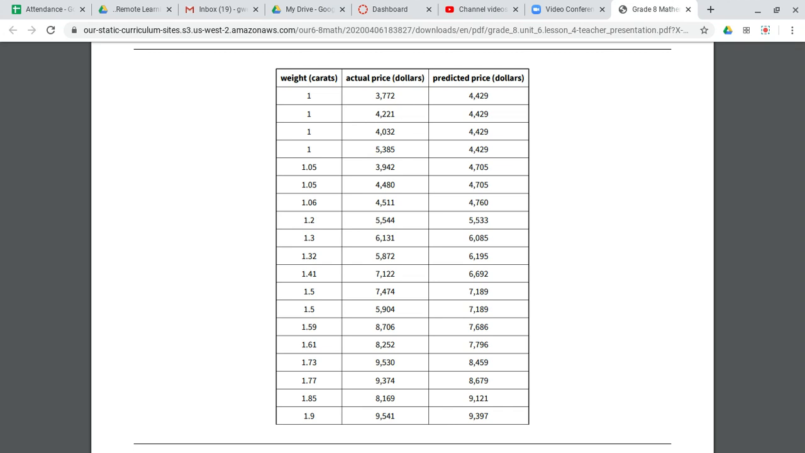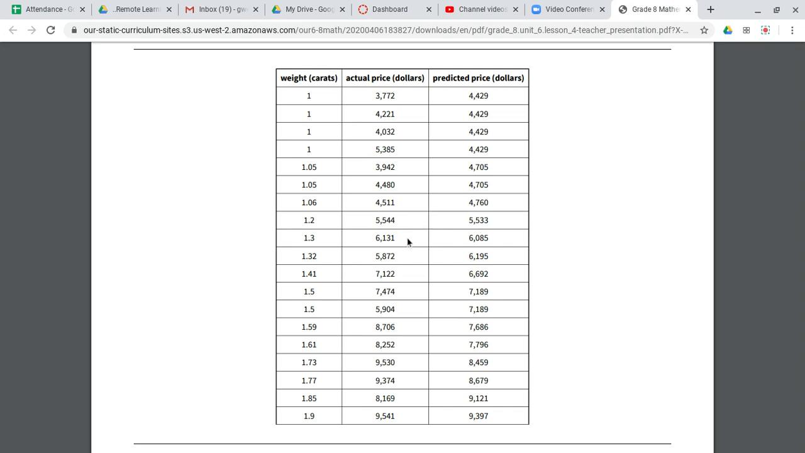For 1.05 carats, we've got the 3,942 and then 4,705. Pretty big gap there. Here we're at 4,480 and 4,705. Still a huge gap. The next one, 4,511 and 4,760. Still a pretty big gap. Here we have 5,544 and 5,533. That's a pretty small gap. It's less than 100. It's actually only 11 difference. That's a really close value compared to everything else we've been seeing.